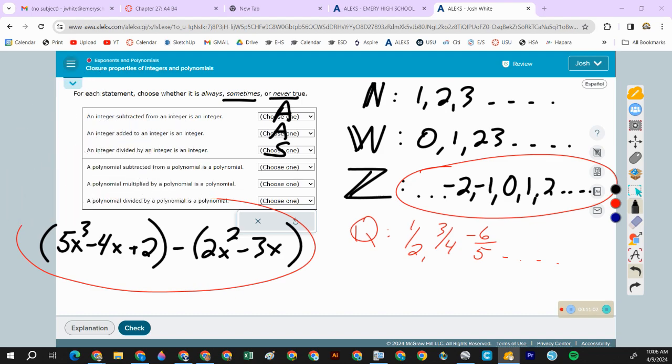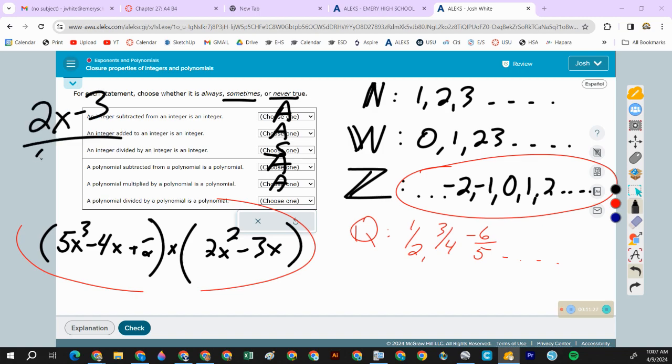All right, what if we multiply? So let's change this to a multiply. Will any of those end up with fractional, decimal, or negative exponents? No. So this one is always, and this one is also always. What about a polynomial divided by a polynomial? 2x minus 3 over 4x squared plus 6. Is that a polynomial? No. It's not a polynomial because we're not allowed to have variables in the denominator. So it doesn't always work.